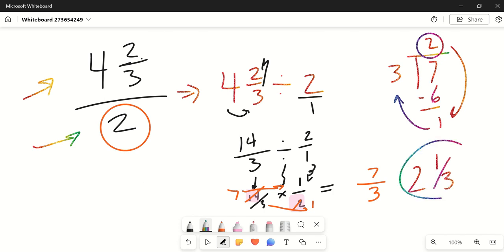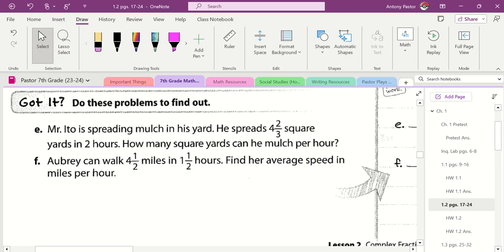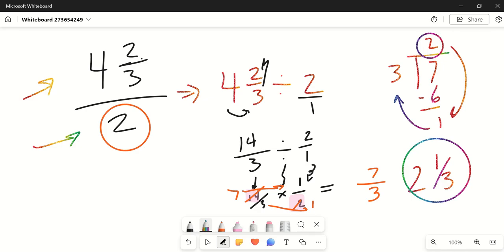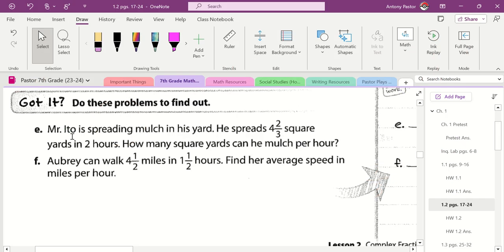And again, our answers should be in sentence statements. So we would say something like Mr. Ito can mulch 2 1/3 square yards per hour. And that would be our answer.